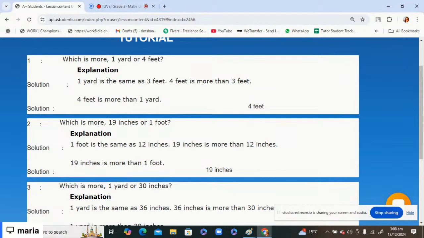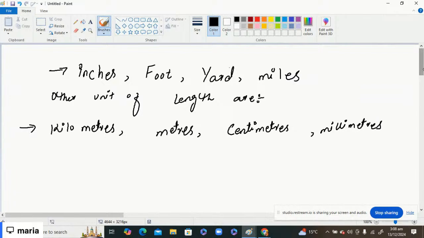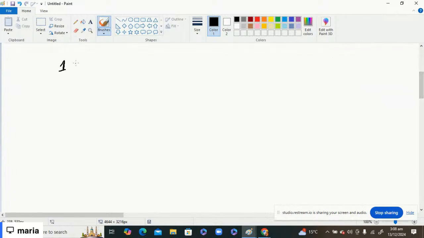Because we know that 1 foot is equal to 1/3 yard. So 1 foot is equal to 1/3 yard. It means that the yard is greater as compared to the foot. So 1 yard is equal to 3 feet, or 36 inches. As we know, 3 feet is equal to 36 inches.